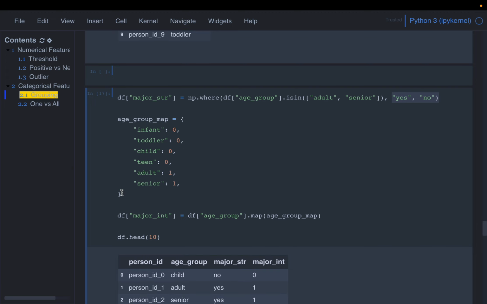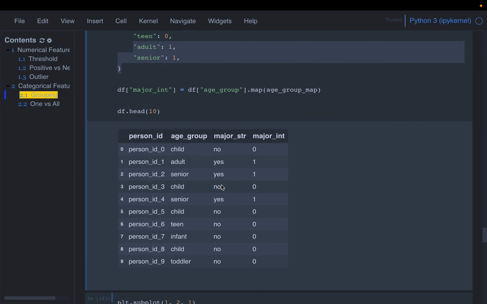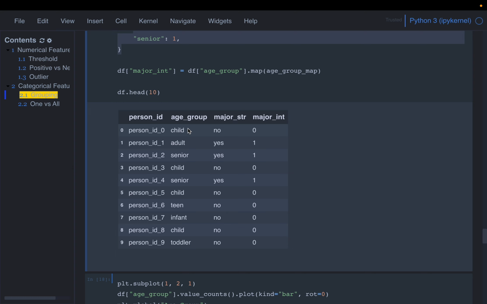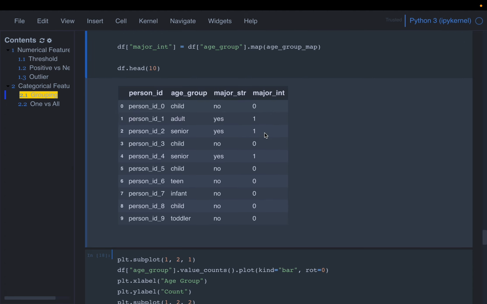Now, if we want to build an integer, we can create a mapping. For example, for infant, toddler, child, and teen, we give a value 0. For adult and senior, we give a value 1. So this is what the transformed data looks like. This is the raw data, the second column. And in the third column, we have major or not, yes or no. As you know, in machine learning, the models can work only with numbers. This is just for our understanding, but the actual data we feed to the model will look like this, right? So 1 indicates somebody is a major, 0 indicates that the person is not a major.